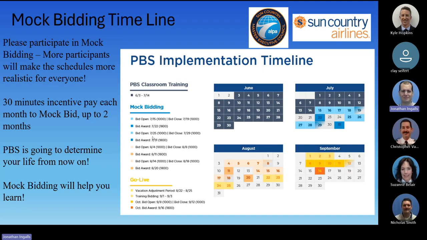And then we immediately go back into round 2 of mock bidding on the 25th to the 29th. We start mock bidding again. Bid awards on the 31st. You can kind of see the timeline. Then we mock bid again in August. And by August 20th, we're done with mock bidding. We're going to do 2 months of March data to mock bid, and then we'll do 2 months of July data to mock bid. We're not going to use the current month, because if you use the current month, everyone just compares the current month to their PBS award and doesn't actually learn anything. They just go, oh, this is good, or oh, this is bad.